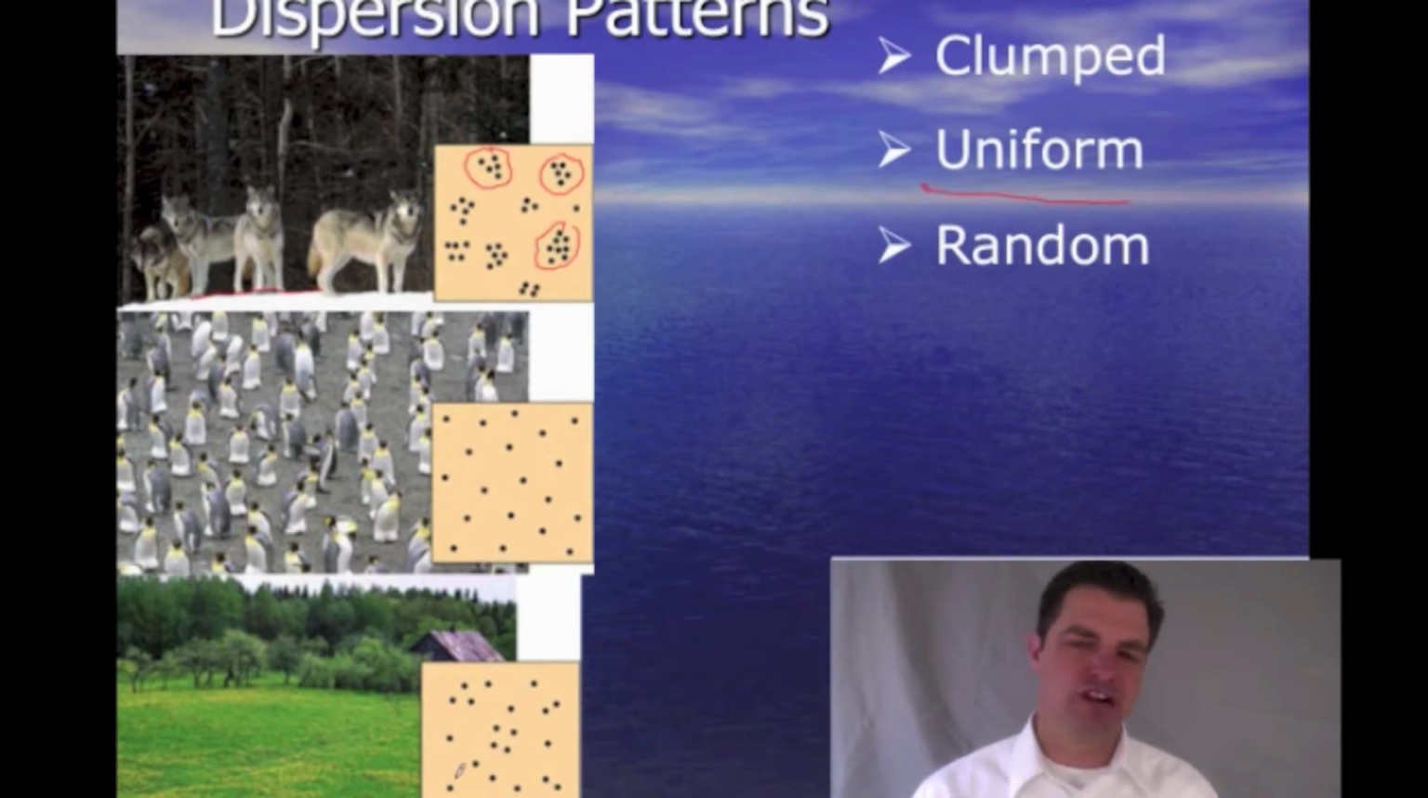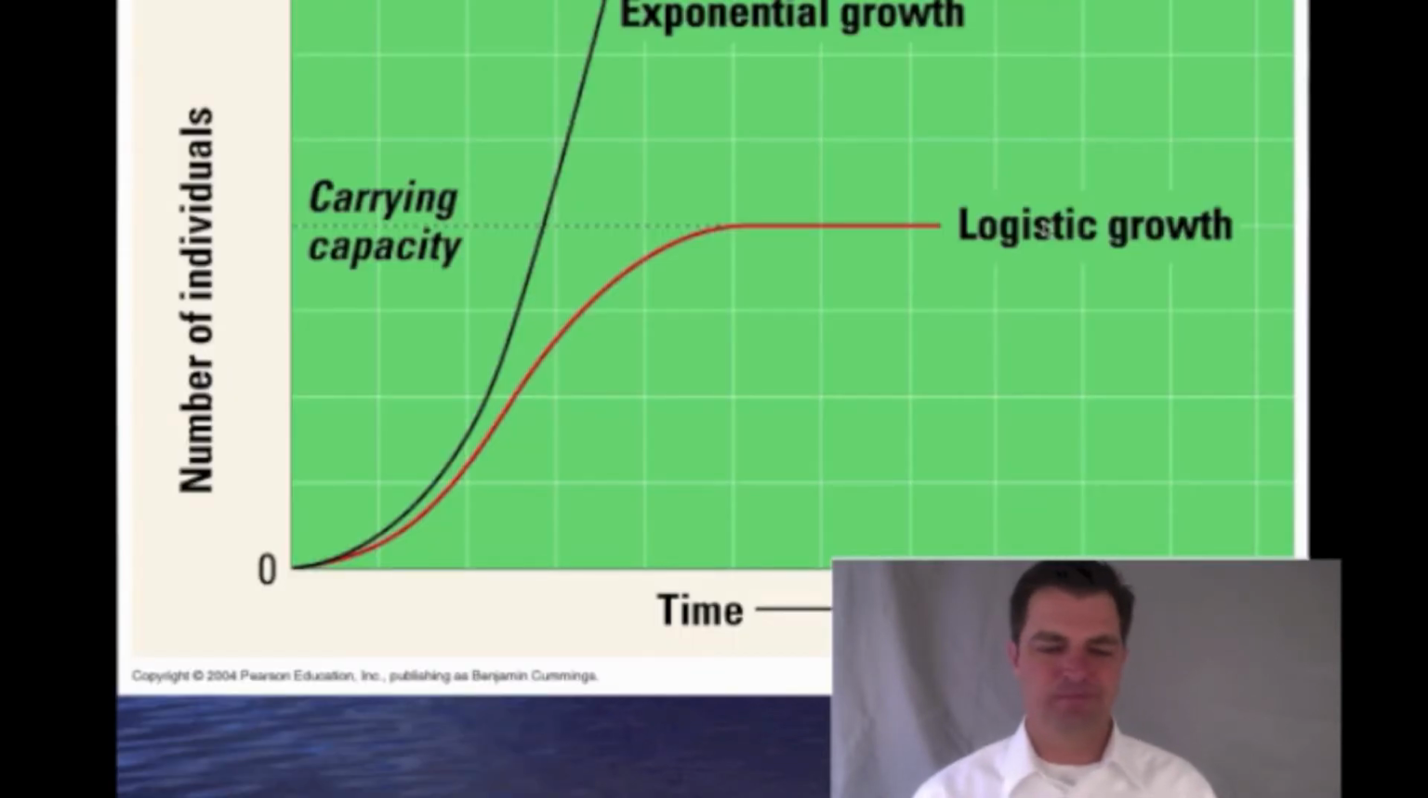And then other times it's kind of random, meaning there seems to be no pattern to it. There's maybe a bunch here and a few there, but there's no pattern that is visible. Most of the time you don't see random patterns. Usually you see either clumped or uniform. You see some sort of pattern to it.